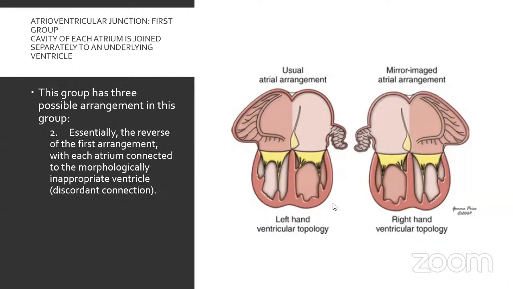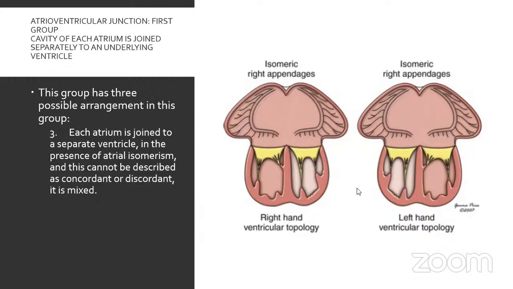Now, the other case, when you have a morphological right atrium connected to a morphological left ventricle, and the opposite as well, this form of arrangement is termed discordant connection, whether it be usual atrial arrangement or mirror-image atrial arrangement. Now, the third case is when you have mixed connection. That's when you have either right isomerism or left isomerism, and they are connected to whatever form of arrangement of the ventricles. So this is the first group, the group where each atrium is connected to a ventricle.